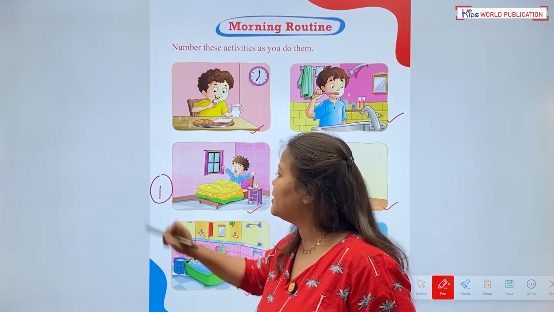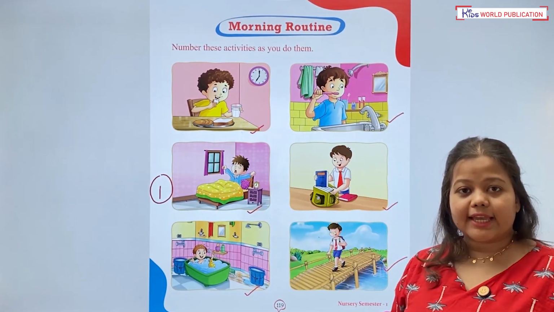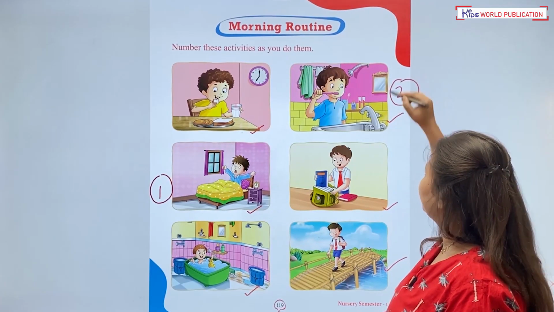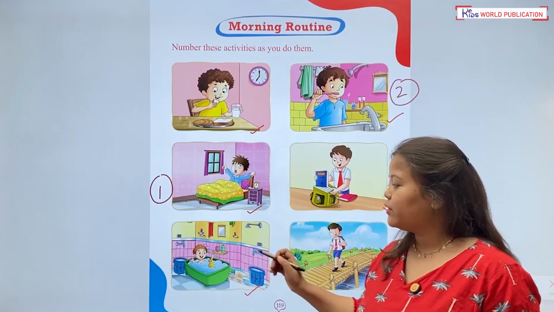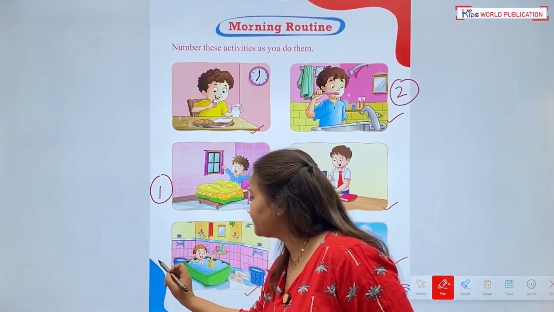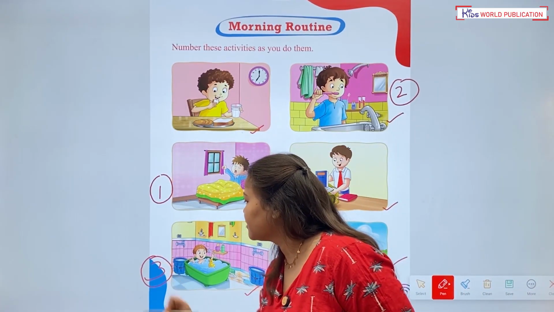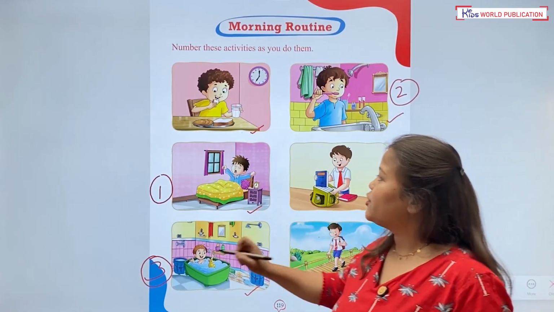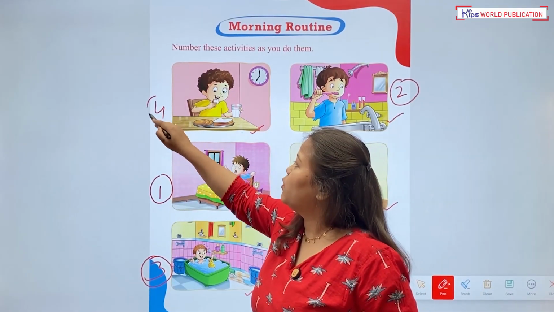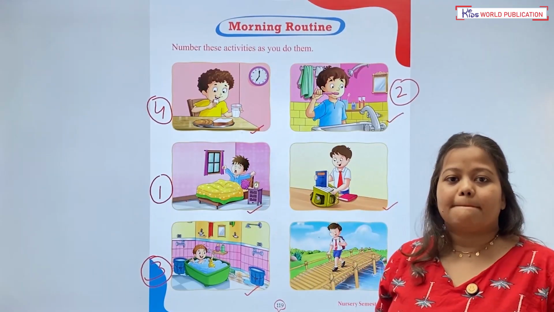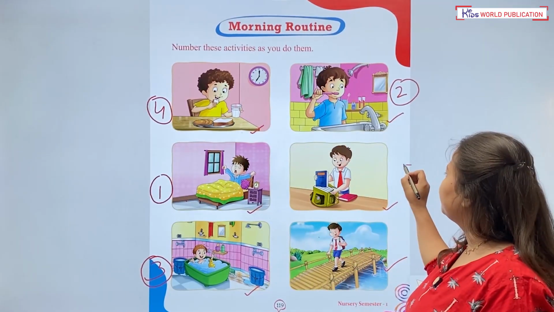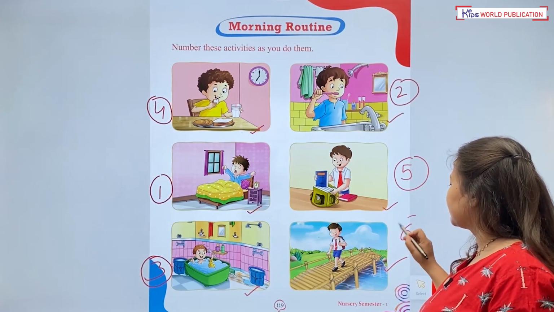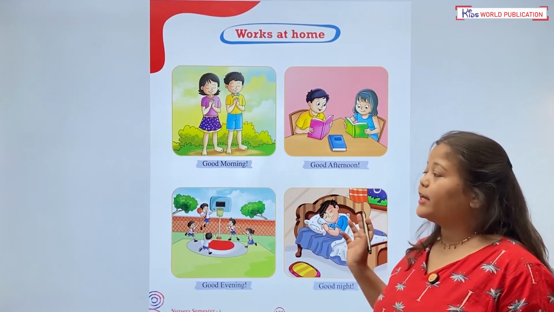So number first. And the second thing is you brush your teeth. Number 2. The third thing you do is taking a bath. Number 3. After that, you eat your breakfast. Number 4. Then you pack your school bag. Number 5. And then you go to school. Number 6.